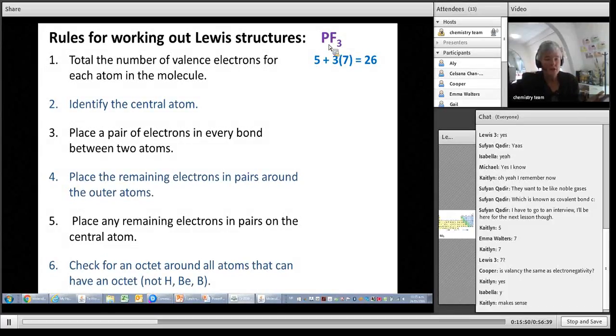The other way you can work out what's the central atom is the one that's normally there in the least number. So phosphorus is only 1, fluorine is 3 of them. So it's unlikely that there's going to be a fluorine in the middle surrounded by other fluorines and phosphorus. It's going to be phosphorus in the middle surrounded by fluorines.